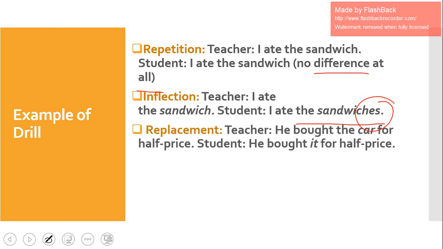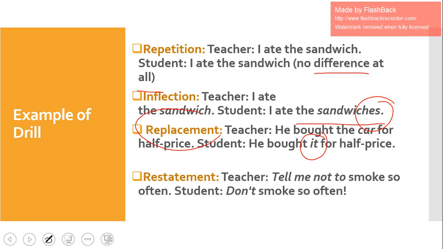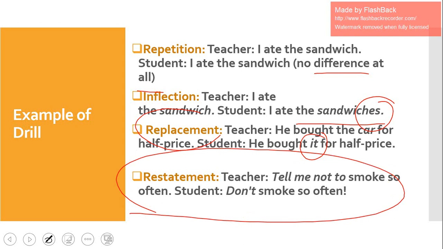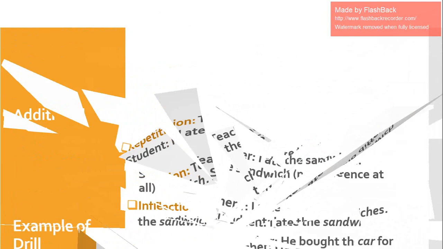Next, replacement. The teacher says, "He bought the car for half price," and the student says, "He bought it for half price." So there is a replacement: the car is replaced with "it." Next we have restatement. The teacher says, "Tell me not to smoke so often," and the student says, "Don't smoke so often." So this is the type of restatement where you are rephrasing in your own words. This is how language was taught in the 1950s in that army method, which was first used by the army. That's why we call it the army method.